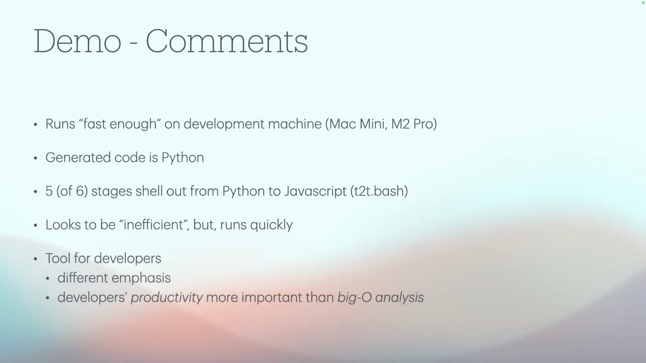The generated code is Python, but 5 of the 6 stages shell out to JavaScript to run T2T. Although this looks inefficient, it runs fast enough on a development machine. Efficiency means different things for production code versus development tools.